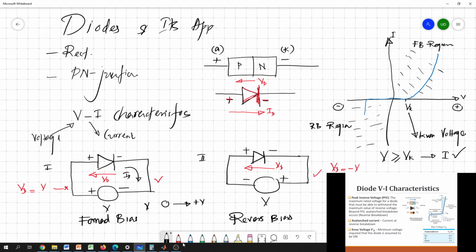Once you map this scenario to the material level discussions, you can see that this current is basically due to the majority carriers of the diode.